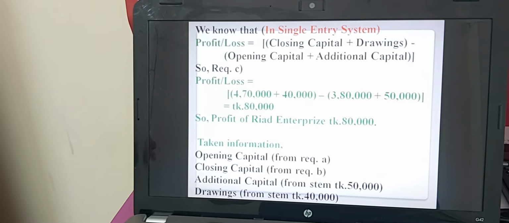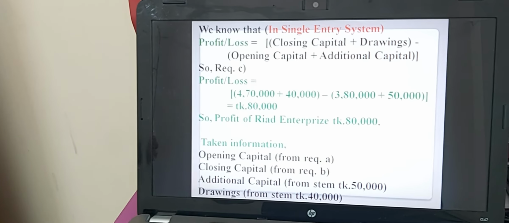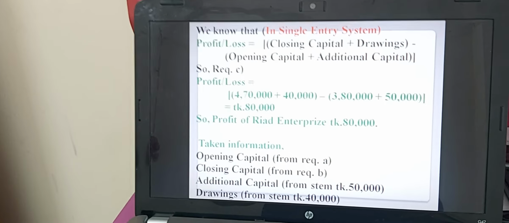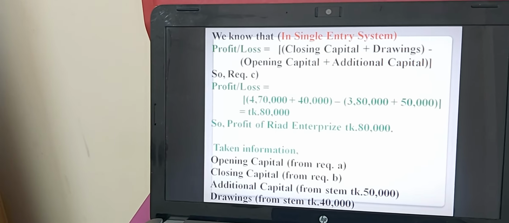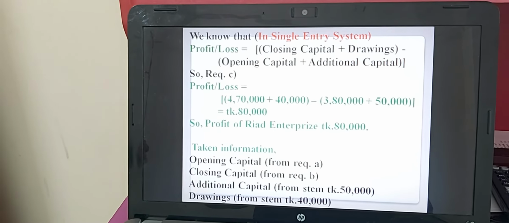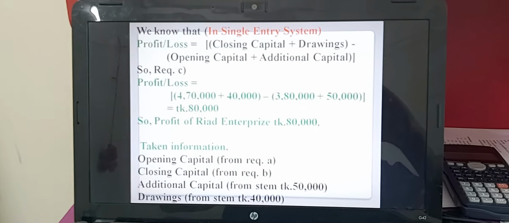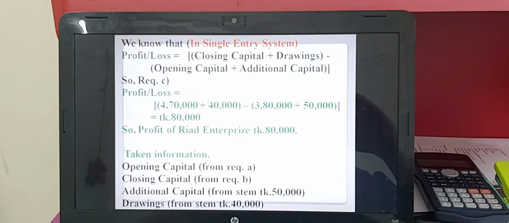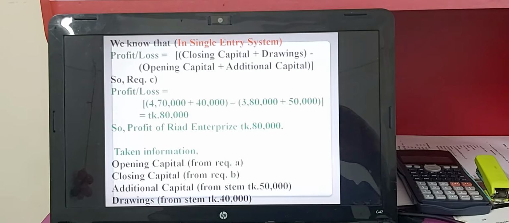If closing capital and drawings is more than opening capital and additional capital, then the amount may be profit. But if opening capital and additional capital is more than closing capital and drawings, then the amount may be loss. So you have to find out from the system profit or loss, taking information from requirement A and B.